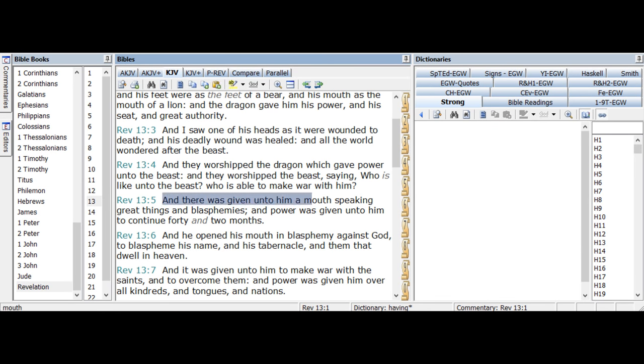"And there was given unto him a mouth speaking great things and blasphemies." There goes the word blasphemy again. "And power was given unto him to continue 42 months." So he will continue 42 months.